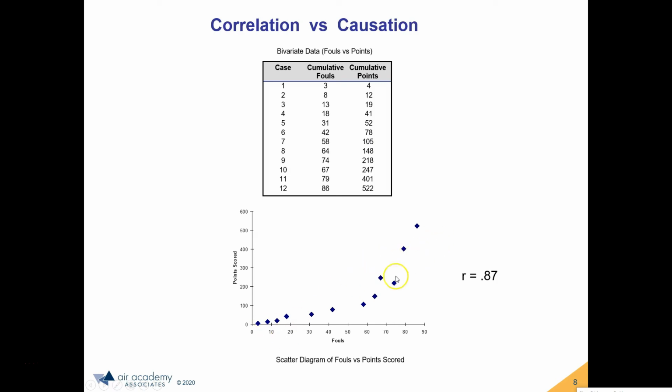But a strong correlation. Now, the relationship is not really linear. A quadratic relationship would be a better fit. But remember, the coefficient of correlation, R, gives you the linear relationship between the two variables.